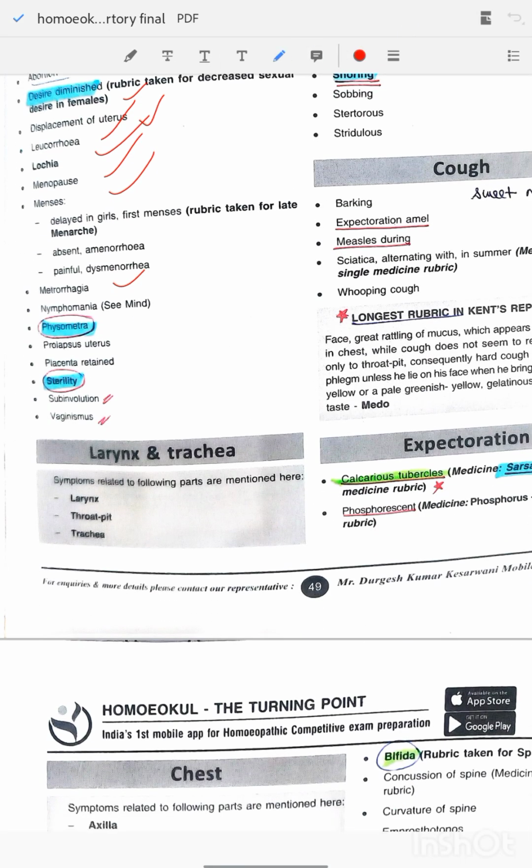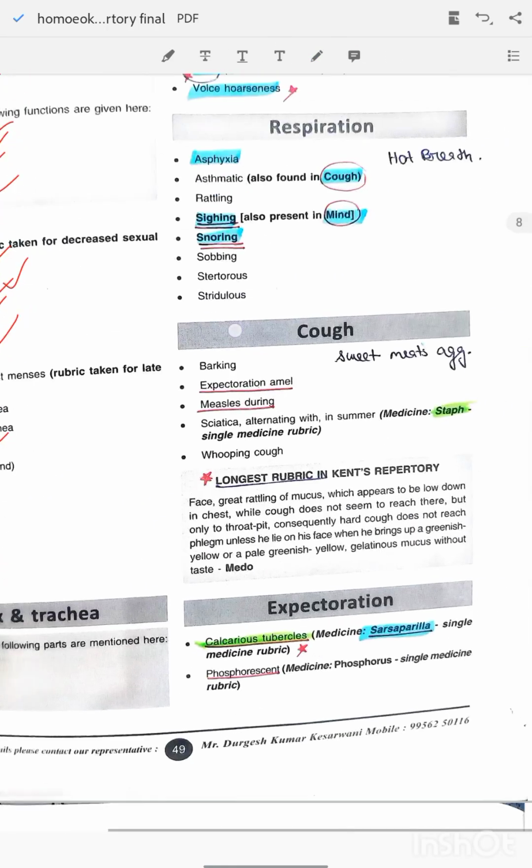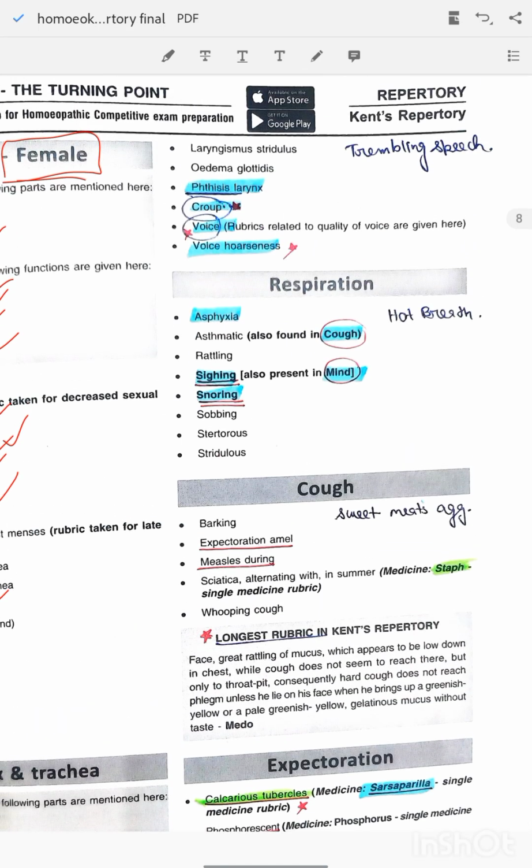In larynx and trachea, we have symptoms related to parts of larynx, throat pit and trachea. We have laryngismus, triodulus, edema, phthisis larynx, croup, voice and voice hoarseness. In respiration, we have asphyxia, asthmatic, rattling, sighing, snoring, sobbing, stertorous, and stridulous.